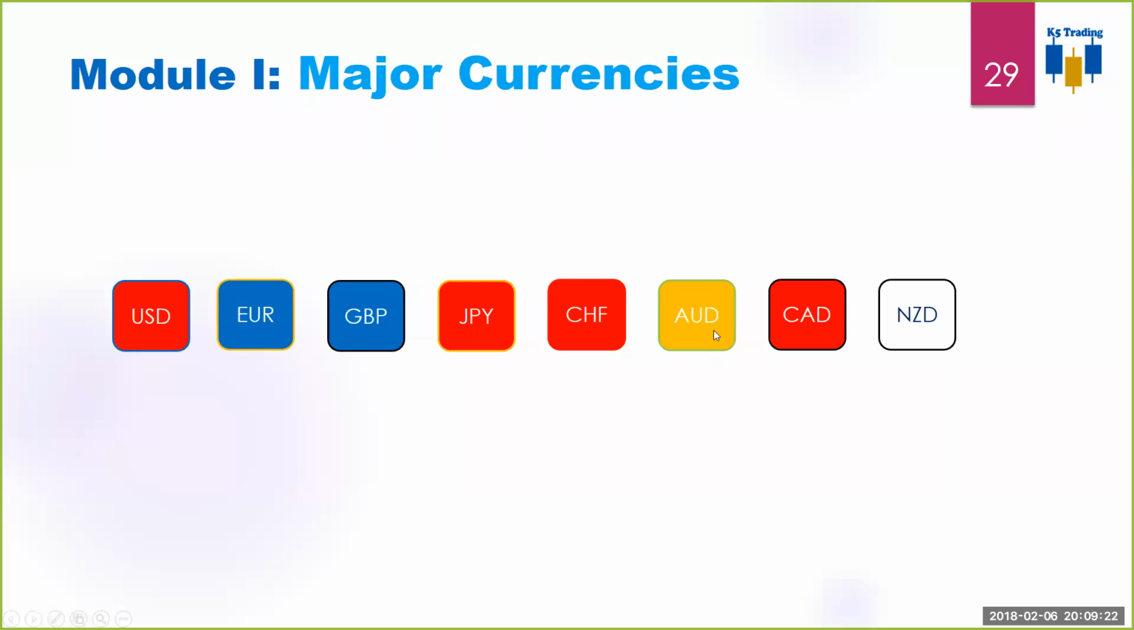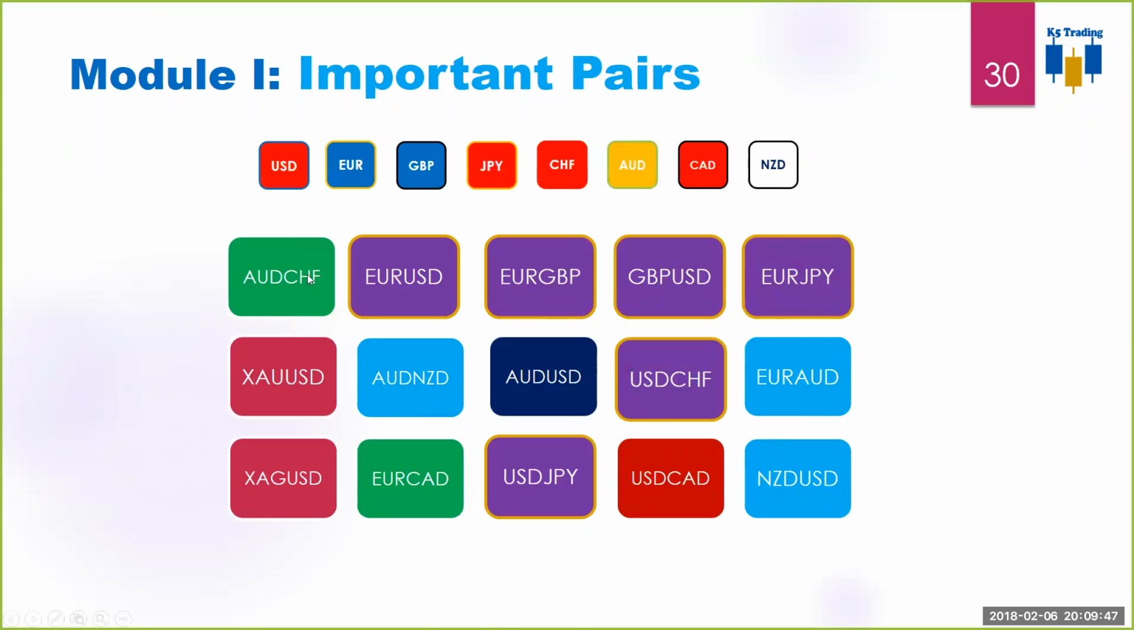With these 8 currencies, you normally get 28 pairs to trade. So you will have 28 symbols available each day to trade, and you have to find the one which is profitable for that particular day. These are some of the major pairs: Euro AUD, Euro USD, Australian Swiss Franc, Euro Pound, Pound USD, Euro JPY, USD Swiss Franc, AUD USD, and those ones.